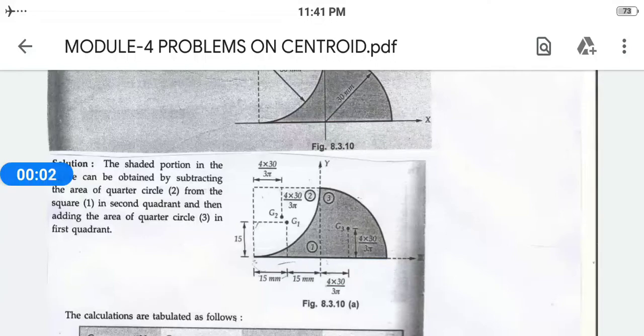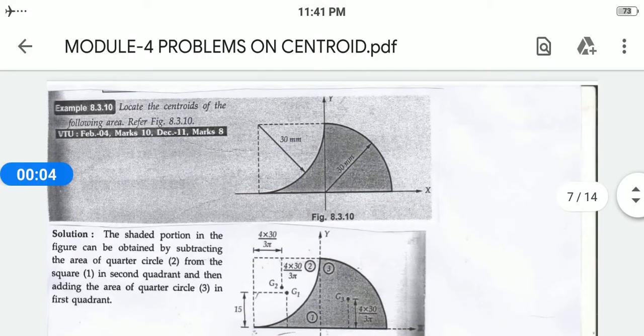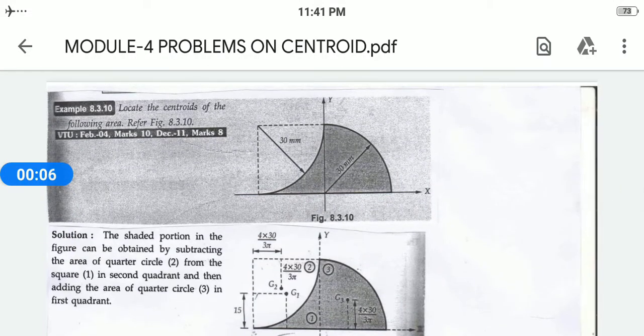This is a continuation of your previous video. We had seen some different types of problems related to finding the centroid. I'll give you more problems in this topic because you need to be more familiar with it to find out the centroid.